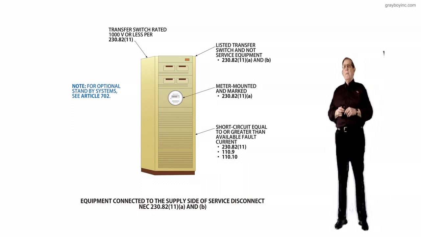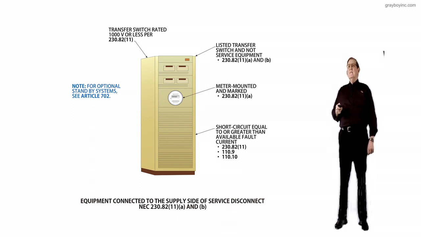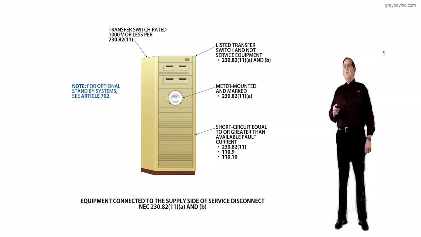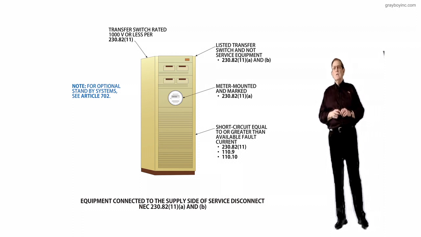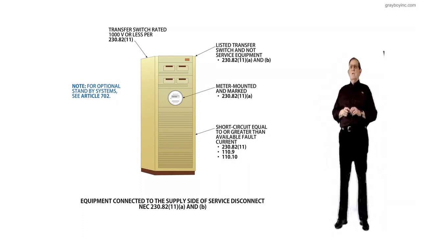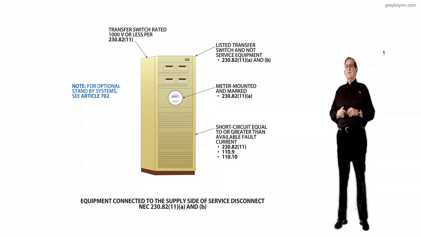110.26 A1. Now, notice meter-mounted and marked meters, 230.82 11A. Now, dropping down, the short circuit current equal to or greater than the available short circuit current, 230.82, item 11, 110.9, and 110.10 or other sections to review to determine this available short circuit current. It has to be calculated, remember, by 110.24 at the service.